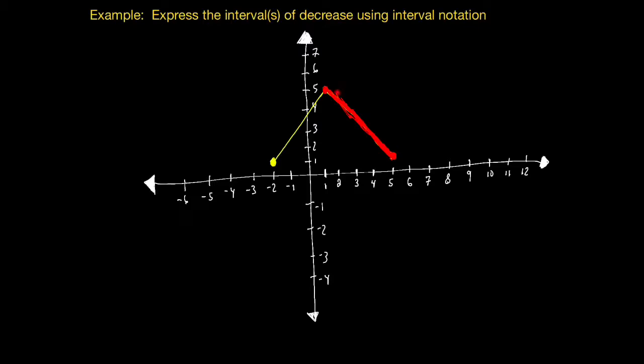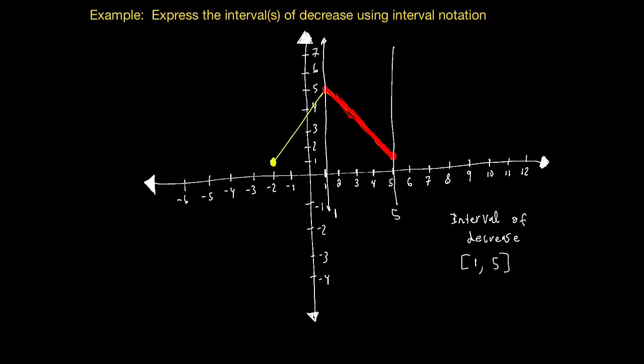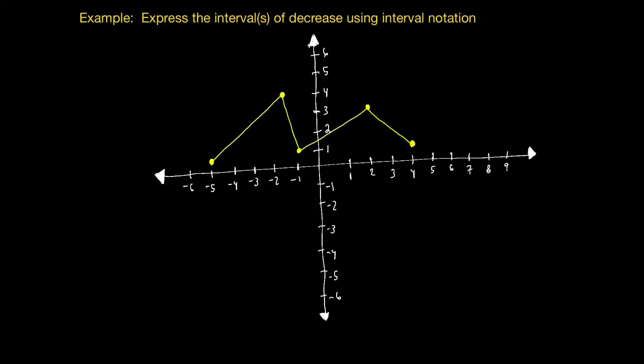Our job is to now represent this interval of decrease using interval notation. So I'm going to do so by first writing the endpoints explicitly. Here you can see that the interval begins at +1, and then here it ends at +5. So the interval of decrease is going to be from +1 to +5 due to those restrictions here, and we use brackets because we have closed circles. So let's check out another problem, again emphasizing the intervals of decrease.